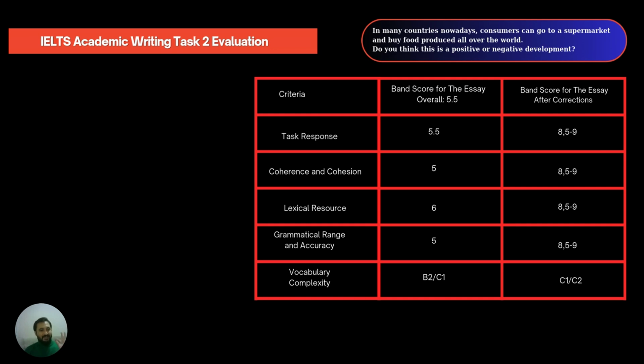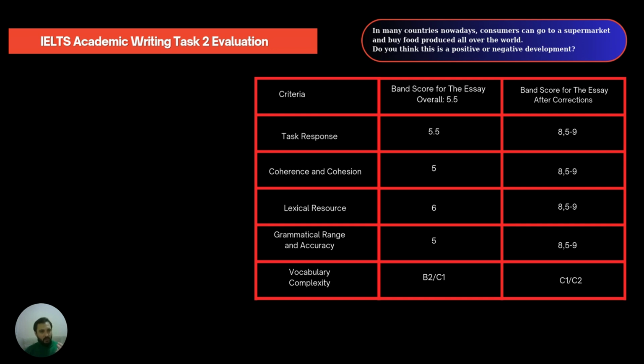Why? The essay presents a clear position and explores both sides of the issue. However, some arguments could be more fully developed and supported with specific examples. The essay falls short of the required 250 words also. Okay? Second one, coherence and cohesion.